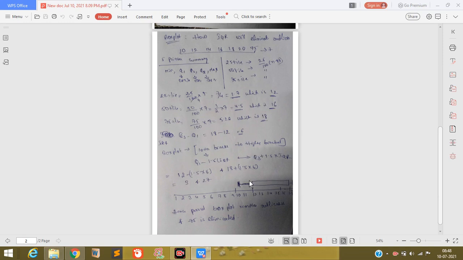Now to get the starting point of this range, it is Q1 minus 1.5 into IQR, which is nothing but 12 minus 1.5 into 6. So we get this value as 3, and the ending point is Q3 plus 1.5 into 6, which is nothing but 27. So what do this 3 and 27 mean? This tells us the range where our data points should lie, the range of the data points in the series which we gave here.